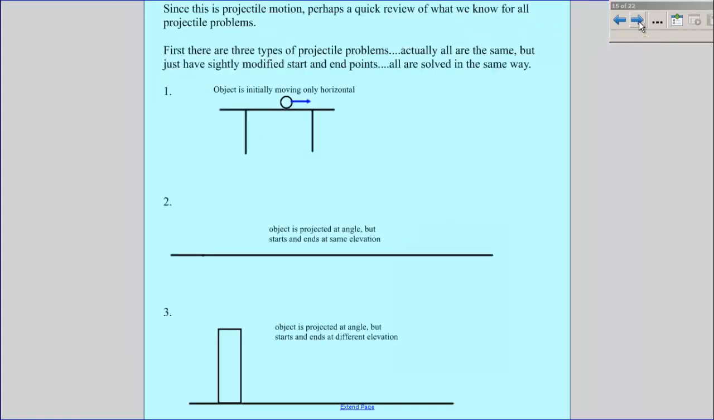The other thing to keep in mind is that there's really three types of projectiles. There's the type of projectile where the object is moving horizontally and then falls. In that case, all of its velocity vector initially is in the x direction. There is no vi in the y direction, so the vi is 0. And we'll take a look at that in class.